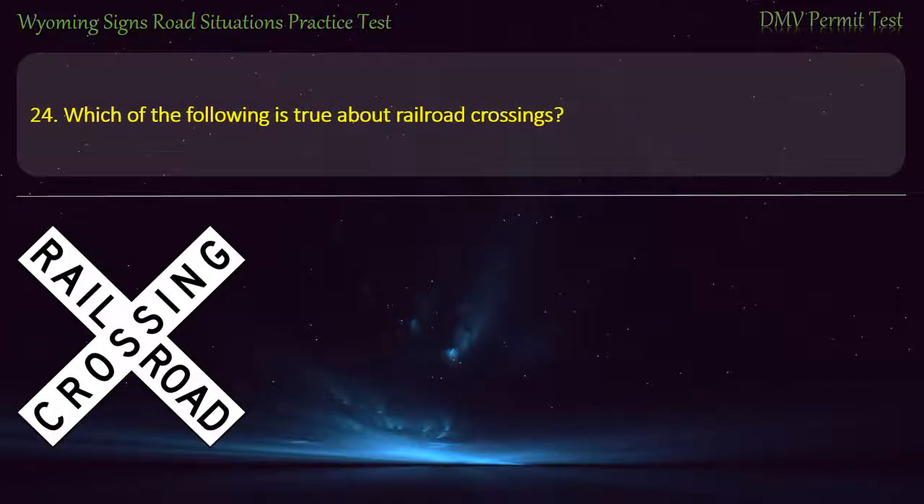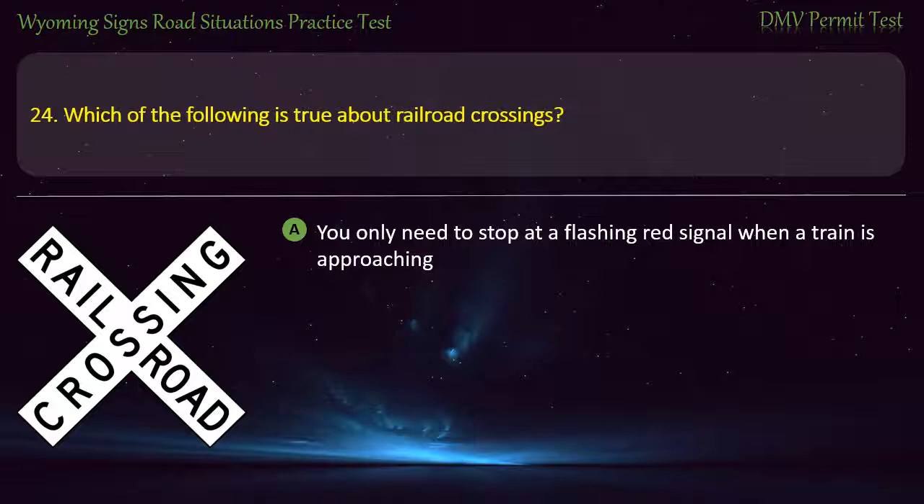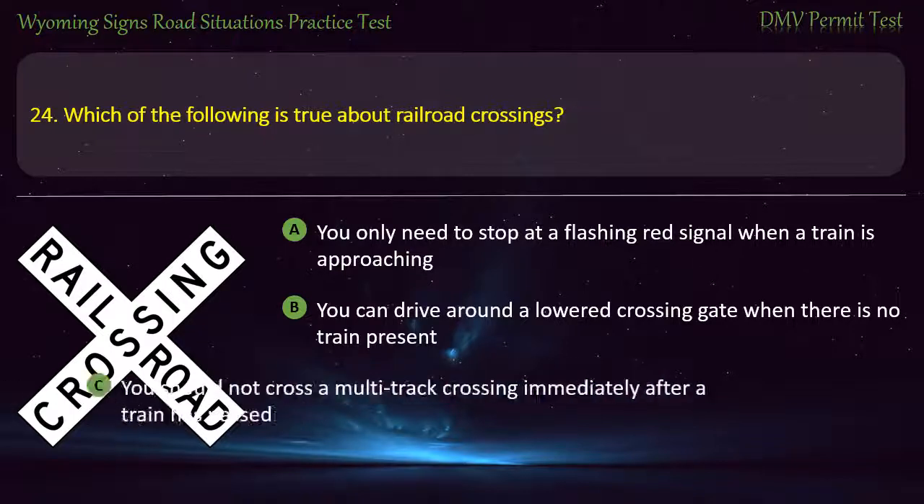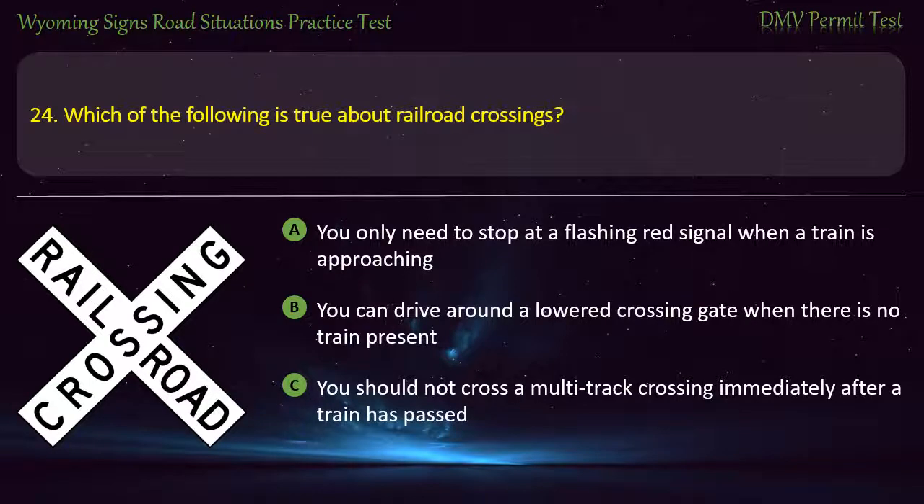Question 24. Which of the following is true about railroad crossings? You only need to stop at a flashing red signal when a train is approaching. You can drive around a lowered crossing gate when there is no train present. You should not cross a multi-track crossing immediately after a train has passed. All of the above. Answer. You should not cross a multi-track crossing immediately after a train has passed.